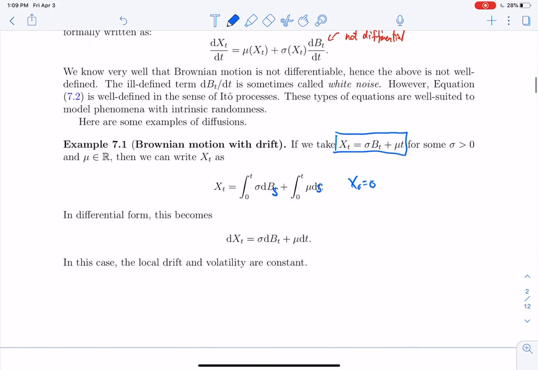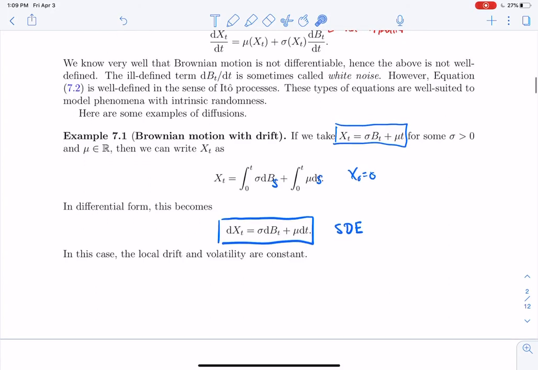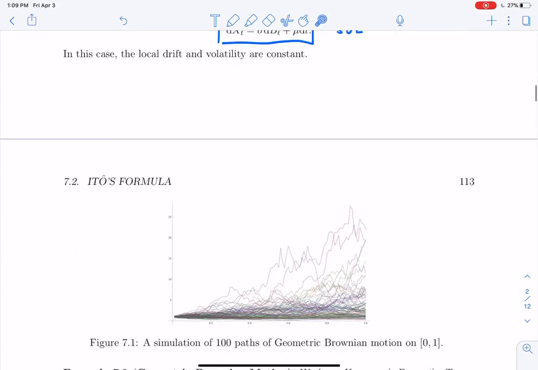And this is it. So if I want to write the SDE of Brownian motion with drift, the process in differential form is just dXt equals sigma dBt plus mu dt, which is not surprising considering the form. All right, so that's the SDE of Brownian motion with drift. The volatility is the constant sigma, the drift is the constant mu. Now let's look at examples where the volatility and the drift are no longer constant.